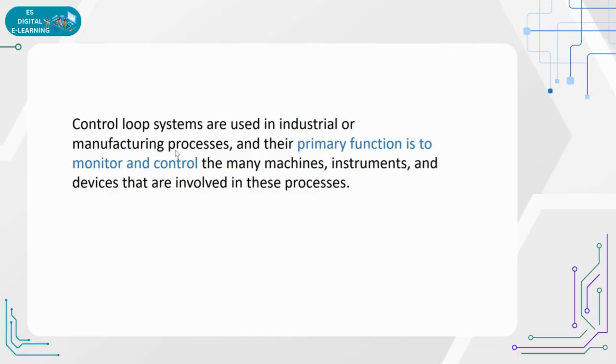So control loop systems are used in industries, whether manufacturing or any equipment industries. Everywhere, the embedded system plays a major role. Mainly, the purpose is that when we implement the system, it should work, it should be monitored, and it should be controlled. That is the main purpose of the control system.